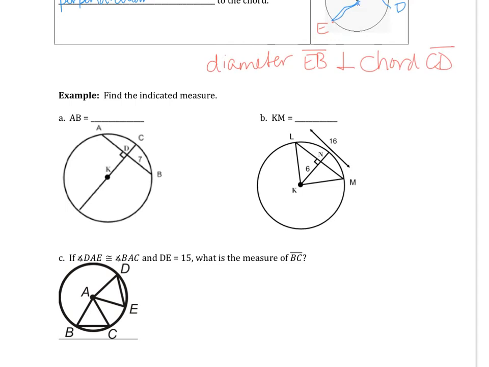Alright, moving up here, I find the indicated measure. First thing I'm going to look at is that this is perpendicular, so that means I have a diameter of my circle here. So it's perpendicular to my chord, therefore I know both parts of that chord are congruent, so 7 and 7. So in order to find AB, which is that chord there, add that up, I get 14.